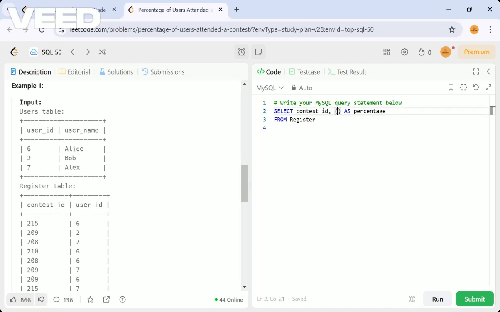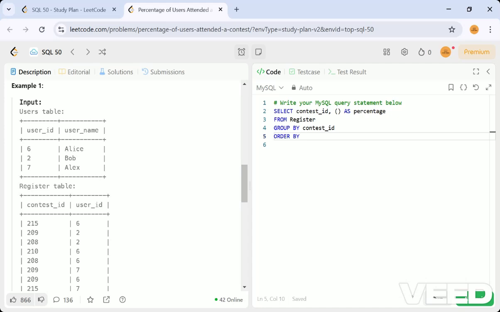So we have to use count, right? How many times the contest has repeated, so we are using count. So we have to use a group by. First we group by context ID, right? So we group by context ID, and then they are also asking us to order by what they are asking.